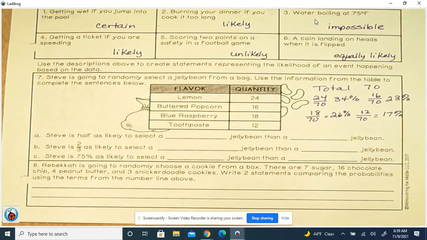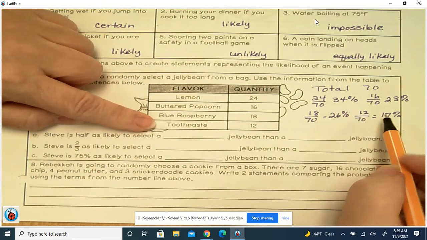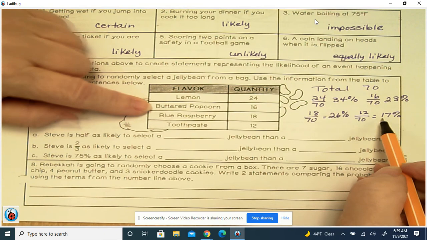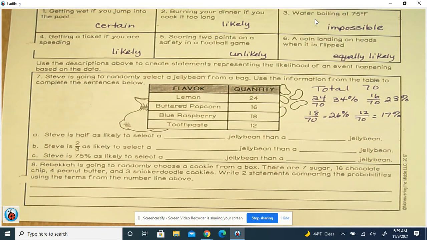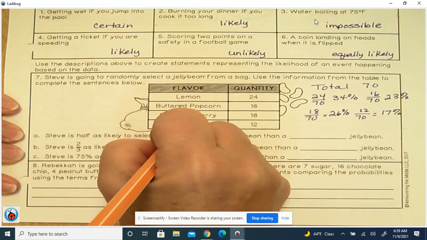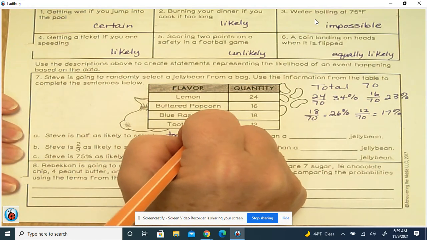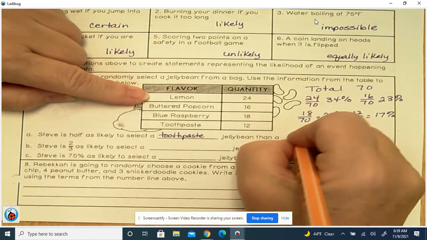Okay. Steve is half as likely to select. And then the 12 is toothpaste, blue raspberry, butter popcorn, and lemon. So Steve is half as likely to select a toothpaste jelly bean than the lemon jelly bean.